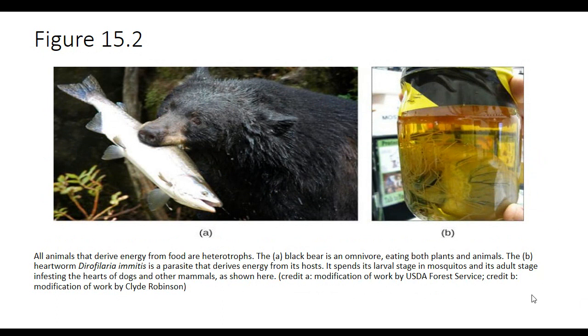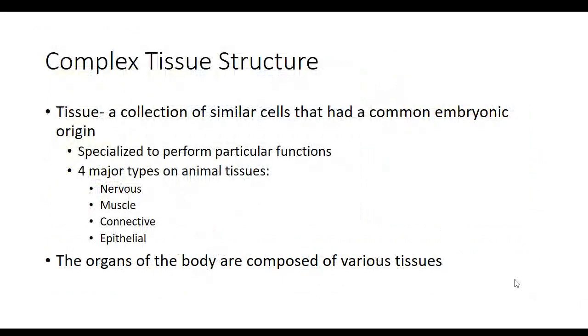Just a couple of examples of animals being heterotrophs: a bear eating a fish, and a heartworm, which is a parasite. It lives inside other animals.